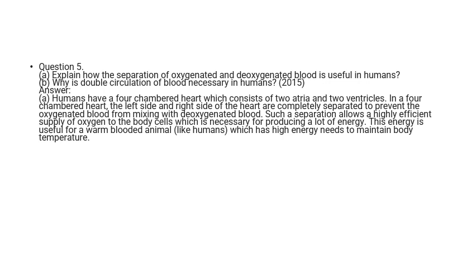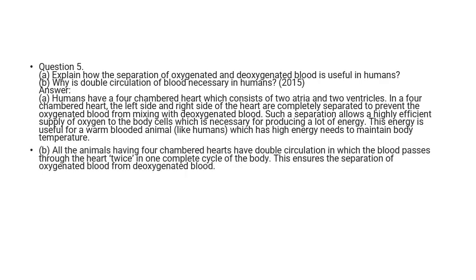So the answer for the first question is, humans have a four-chambered heart, right? Which consists of two atria and two ventricles. In a four-chambered heart, the left side and the right side of the heart are completely separated to prevent the oxygenated blood from mixing with the deoxygenated blood. Such a separation allows a highly efficient supply of oxygen to the body cells, which is necessary for producing a lot of energy. This energy is useful for warm-blooded animals like humans, which need a high amount of energy to maintain body temperature.